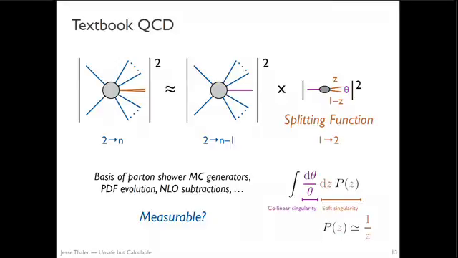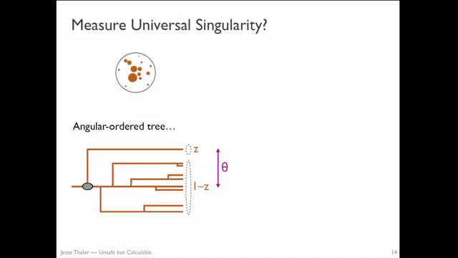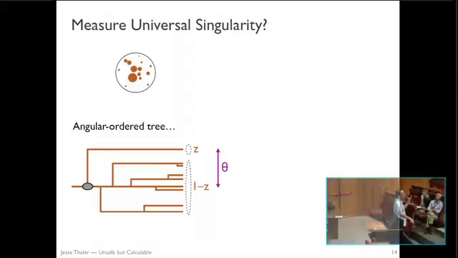But let's go on undeterred and use techniques from jet substructure to try to gain access to the splitting function, to this P of z. Can we measure the universal singularity structure of QCD? Can we measure this 1-to-2 splitting in data? Let's say I have a jet clustered with some algorithm, with various constituents whose energy is indicated here by the size of these circles, and I want to measure the 1-to-2 splitting. I can't do that directly because I have many particles in my jet. But there's been a history of developing tree-like structures, clustering algorithms, that can take those n particles and bundle them up. And you can use an angular-ordered tree.